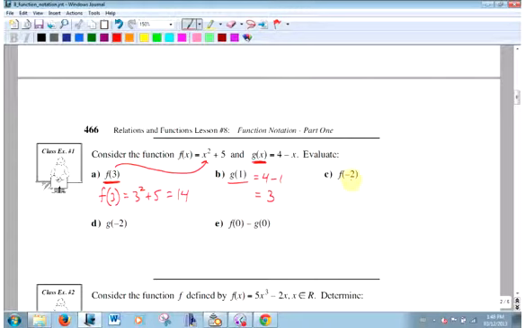F of minus 2. I look at my f of x function. What's x here? Negative 2. Plug it in. But be careful. Is that correct? Or did I forget something? Anytime you substitute, Alicia, what do I need? Brackets. It's not negative 4, it's positive 4. That's the difference, right? Okay, plus 5. I still got plus 5. That's 4 and 5. That's 9.